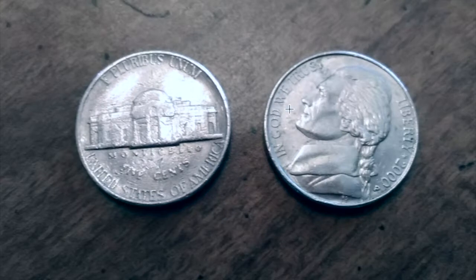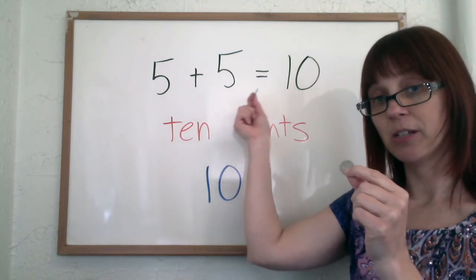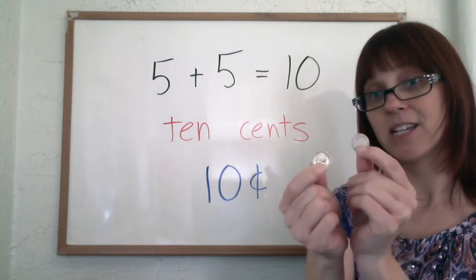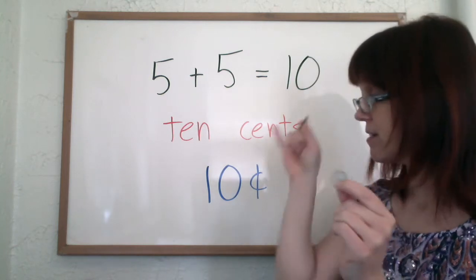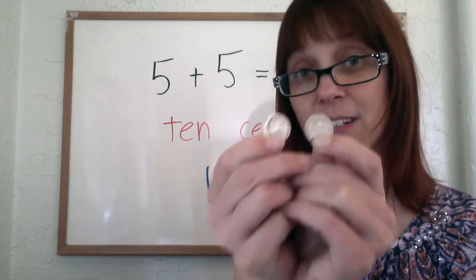How much is this? So I have a nickel and a nickel. 2 nickels. 5 cents and 5 cents. 5 plus 5 is 10. 10 cents. 5 plus 5 is 10. 10 cents. How much is this? 10 cents.